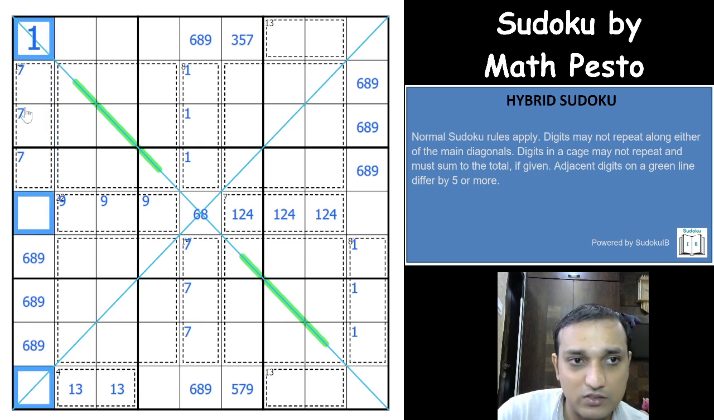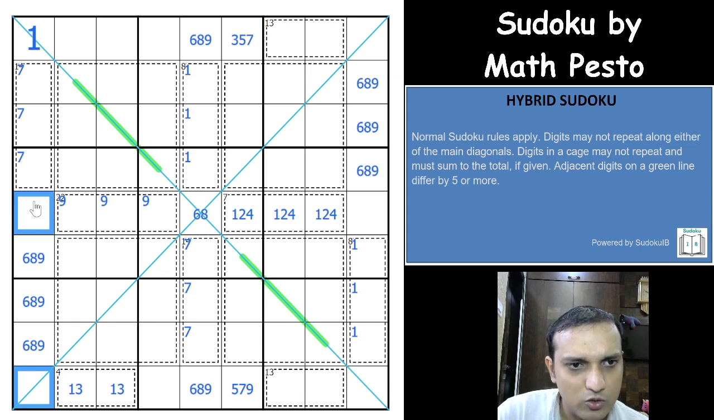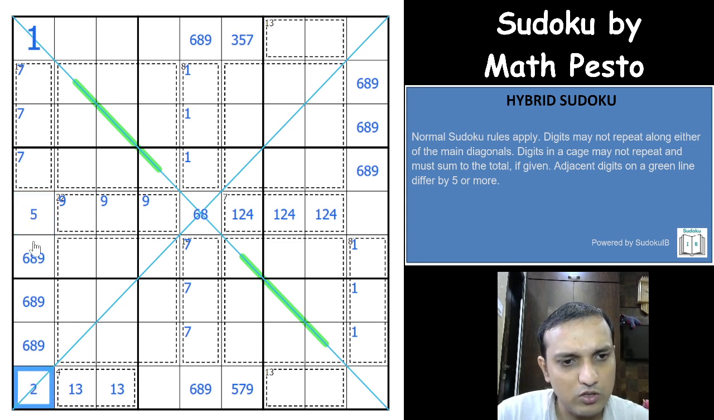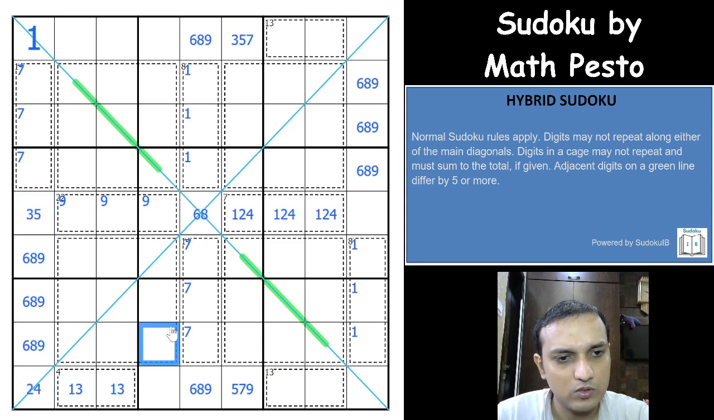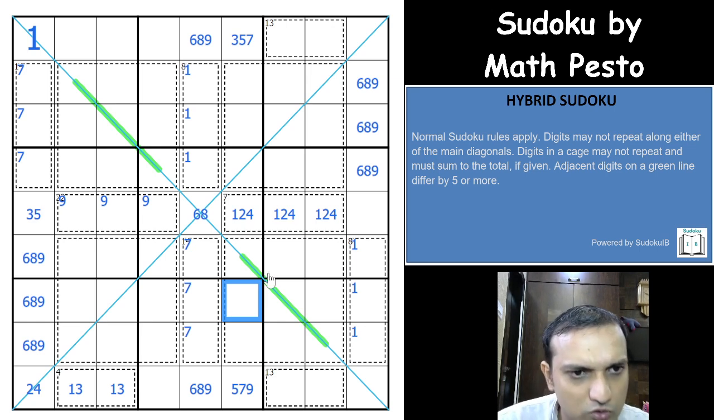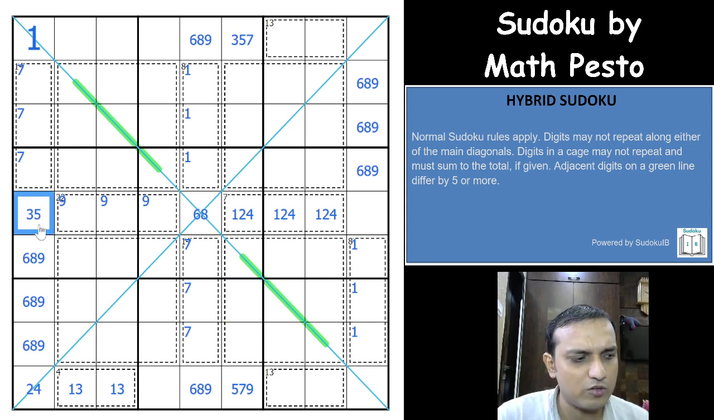Sorry, I counted as 7. So you need to have 8 here. Some of these 3 cells would have to be 8. 1 is gone. Some of these 2 cells would have to be 7. 6 1 is not possible. 2 and 5 is possible. Or 3 and 4 is possible. Right? Okay. So the only 2 cells here would have to be 3 or a 5.